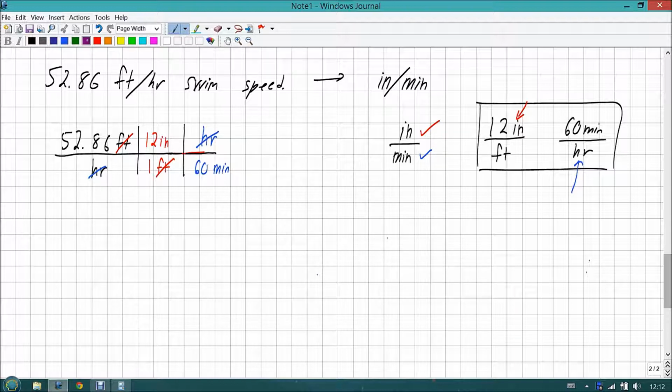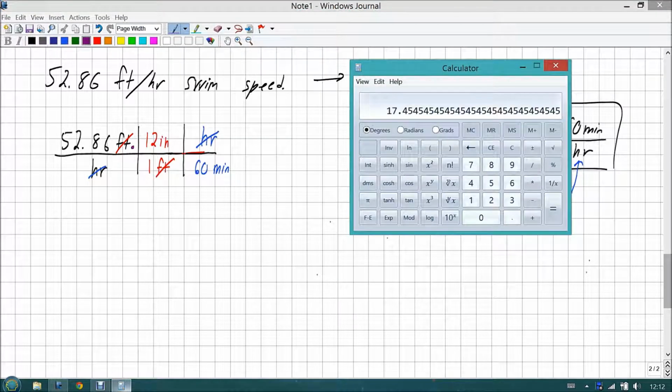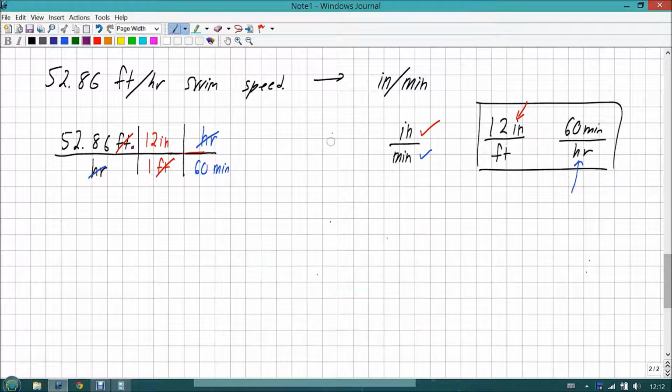Now I do the arithmetic. Remember, we start at the top and we go down, up, etc., until we reach our final destination at the end. So pulling out my handy dandy calculator, clear this out. I have 52.86 divided by 1 hour times 12 inches divided by 1 foot times 1 hour divided by 60 minutes. And I get 10.572. So my inches per minute would be 10.572 inches per minute. And we box our answer.